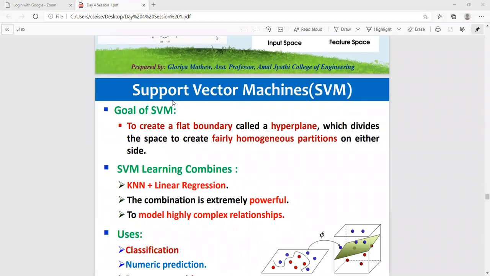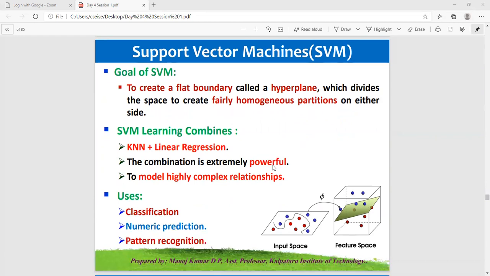The goal of the support vector machine is to create a flat boundary called a hyperplane, which divides the space to create homogeneous partitions on either side. So it creates a boundary. What is that boundary called? That boundary is called a hyperplane, which divides the space into homogeneous partitions. Homogeneous means the same partition on either side.